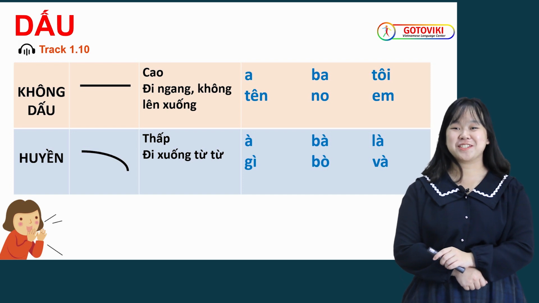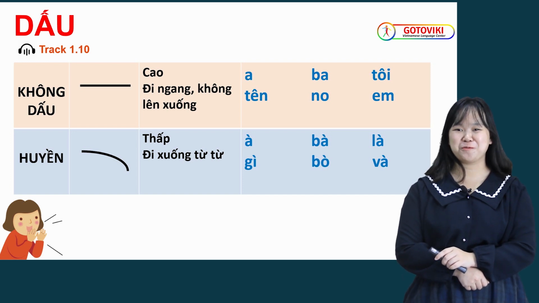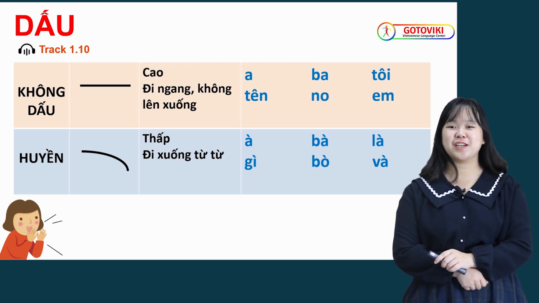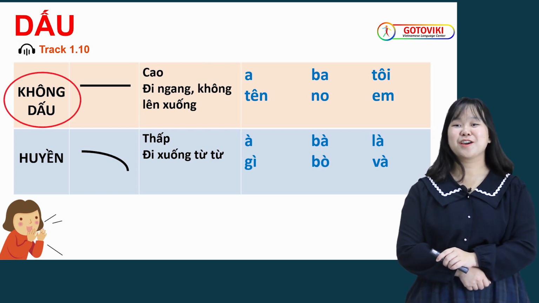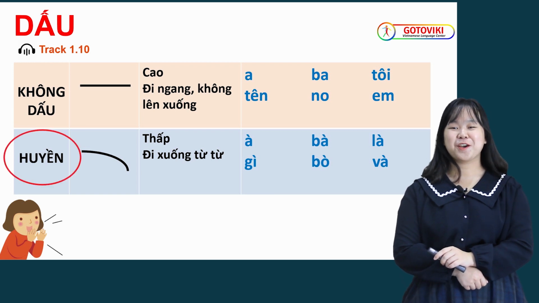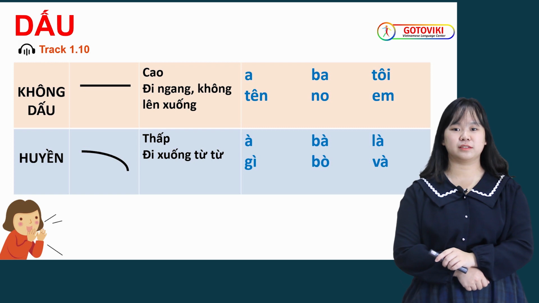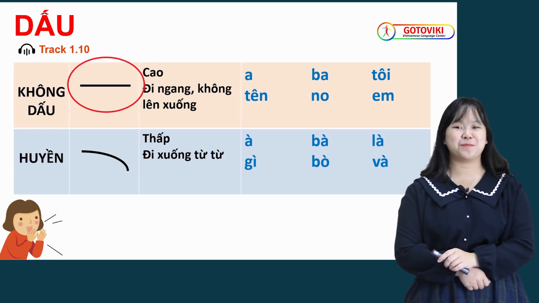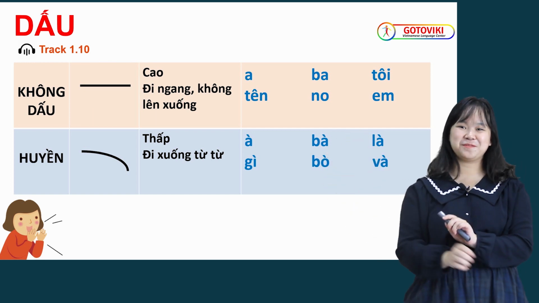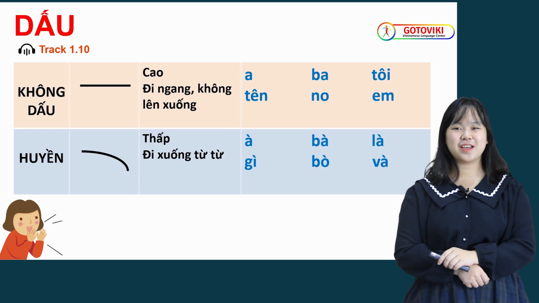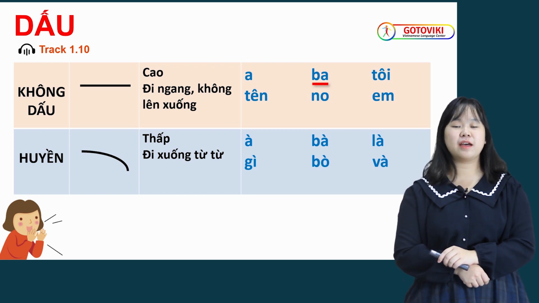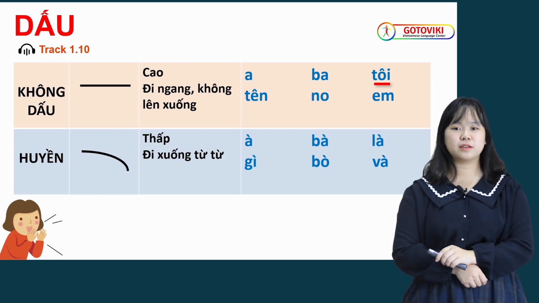We have just finished the second part of the lesson today. Let's move to the final one. In this part, we will study 2 out of 6 tones in Vietnamese. Không dấu and thanh huyền. Okay. A, a. This is a high tone and the pronunciation is flat, not go up or down, like the illustration here. Let's practice through some examples. A, ba, tôi, tên, no, em. Very good.